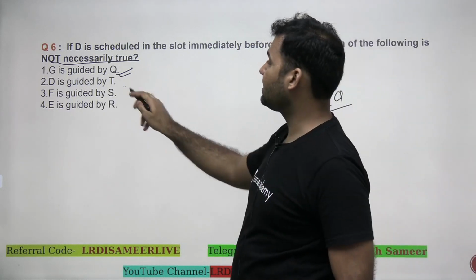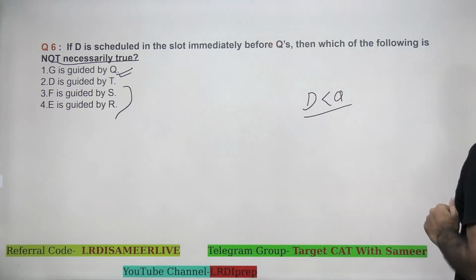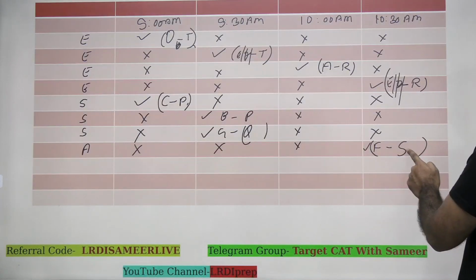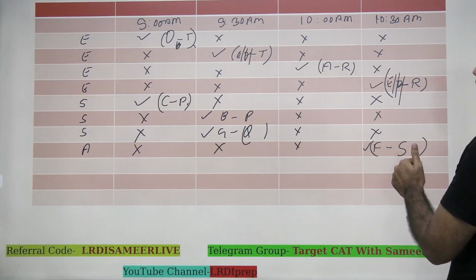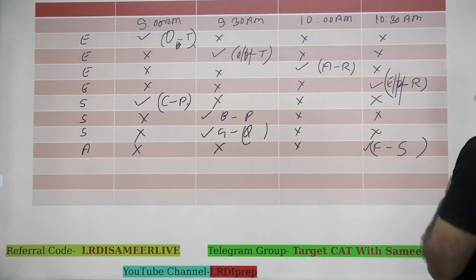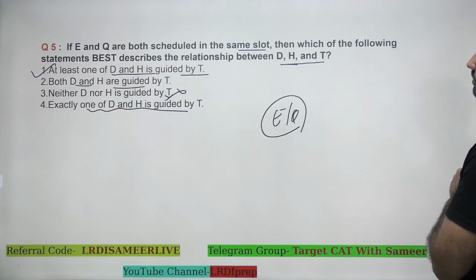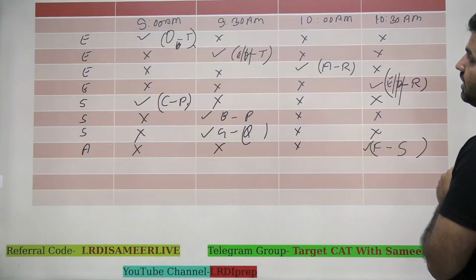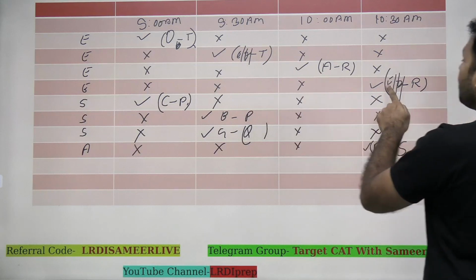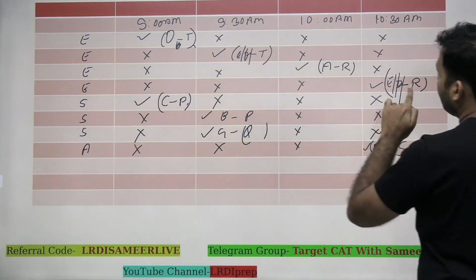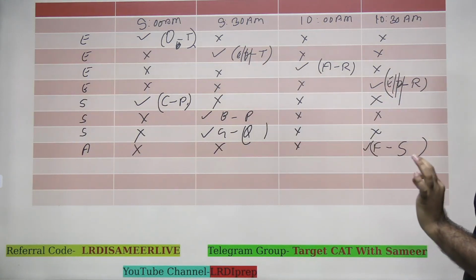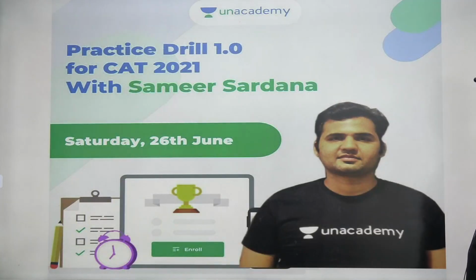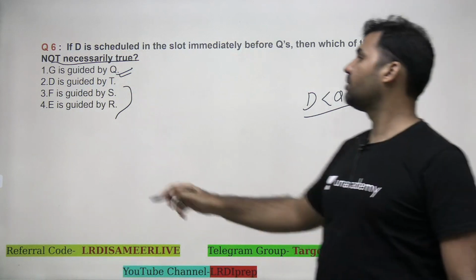F is guided by S. E is guided by R. Let's see. F is guided by S is true. We are looking for not true. So the last option will be the correct one, which says E is guided by R. You see that? E is guided by R is not true. One of E or H would be guided by R. We cannot say definitely that E is guided by R. So which other statement is not necessarily true? The answer will be the fourth option.